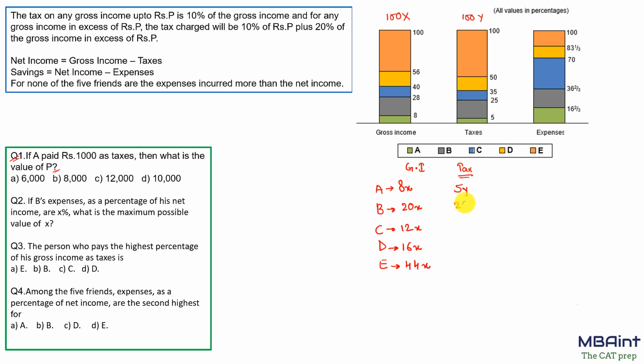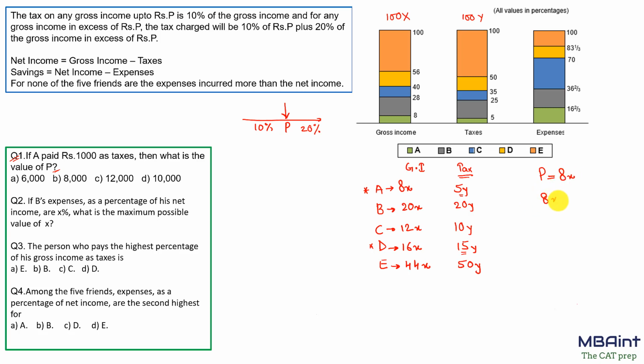What would be the tax for B? It would be 20y. Now what we know, as we have seen, is that till P the tax charged is 10%, and in the excess of P, the tax charged is just double the amount, that is 20%. Now if we observe the numbers that we have got, for A, which is 8x, and D, which is 16x, which is just double of A, the tax for A is 5y and the tax for D is 15y. Now this gives enough hint to find the value of P, and we can clearly see that the value of P would be 8x. Why?